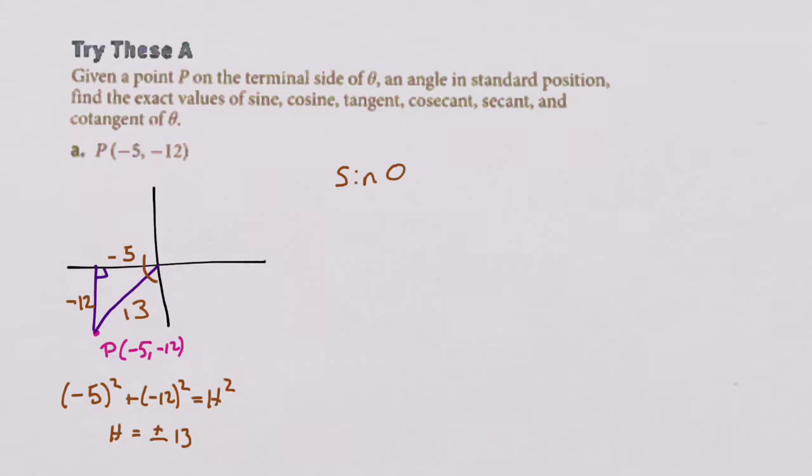Sine of some angle is going to be y over r. Well, in this case, my y value is -12 and my r is 13. Therefore, my answer is -12 over 13. From here, we can do the reciprocal. S and C's go together. This is sine. Therefore, cosecant of theta is r over y, which is going to be -13 over 12 because it's just a reciprocal.